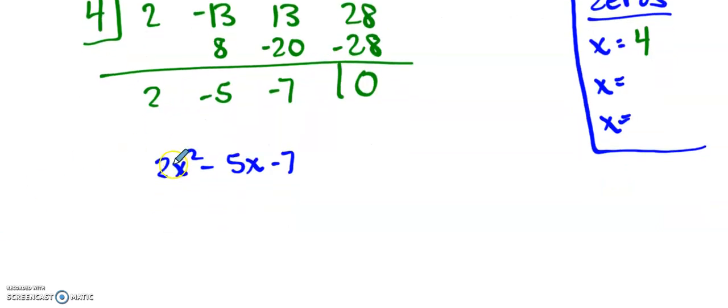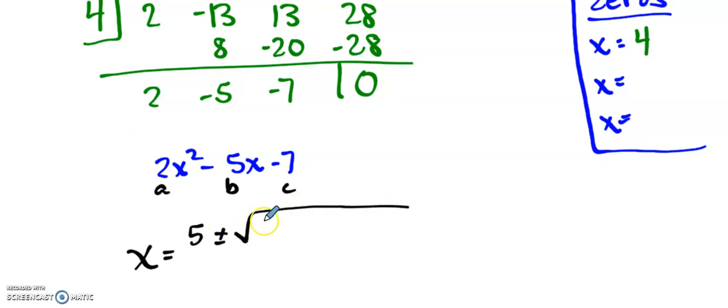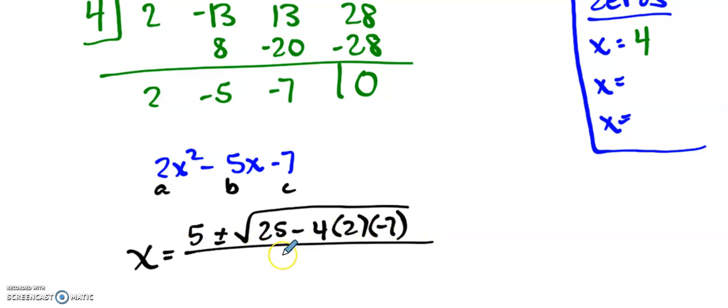I could factor by splitting the middle term, but that's a lot. I know that the quadratic formula will work. If it's not quick to factor, using the quadratic formula is totally fine. So here's a, b, and c. X equals opposite b plus or minus square root b squared minus 4ac all over 2a.